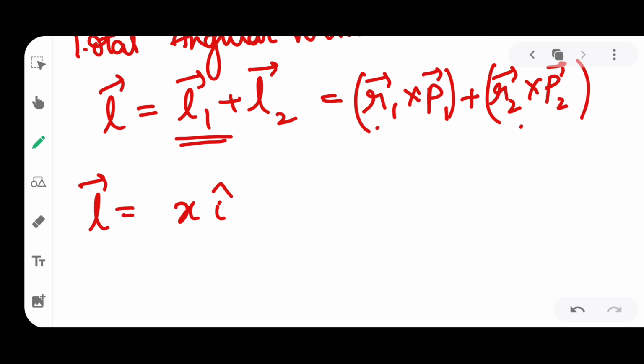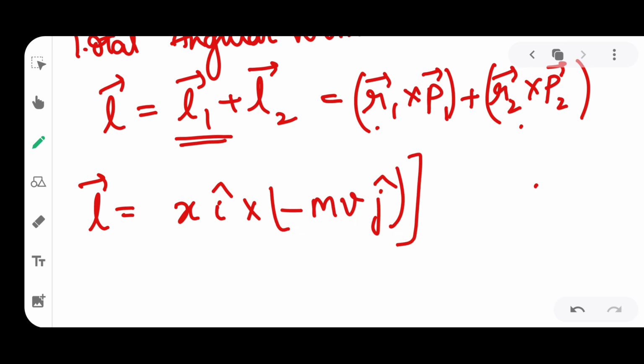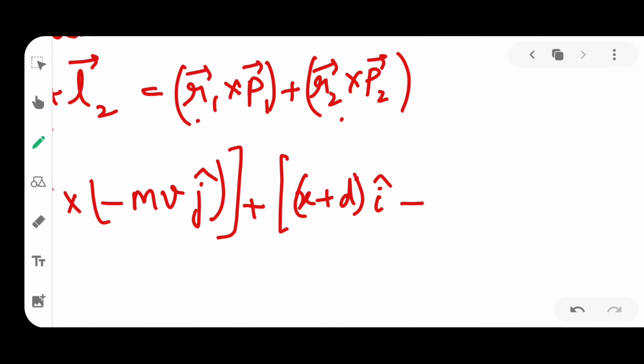That is the position of the first particle. Then what about the momentum? Momentum is mass into velocity. Here your object is going in the negative y direction, so this will be cross minus mv into j cap. This will be your L1. Then plus, similarly, you will get x plus d into i cap, and then cross, i cap cross this thing, mv into j cap. So this is your equation.